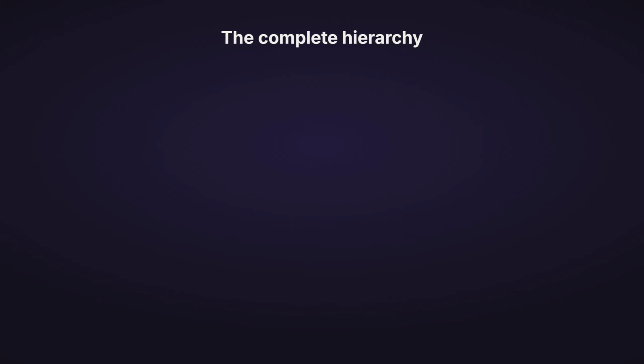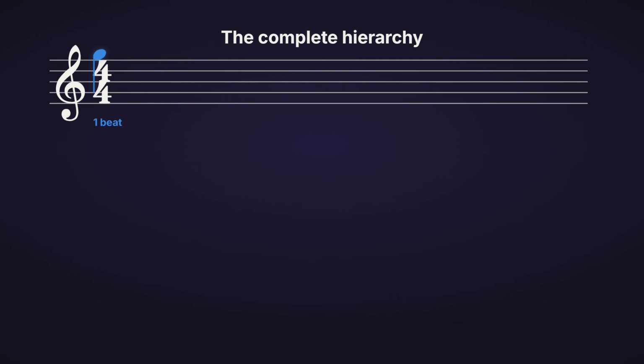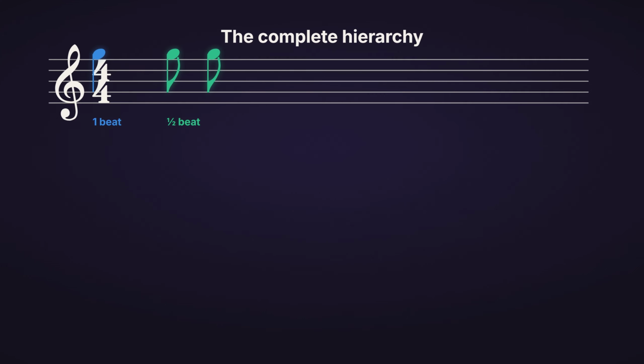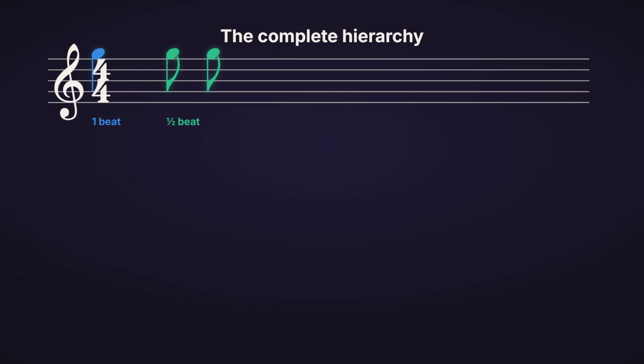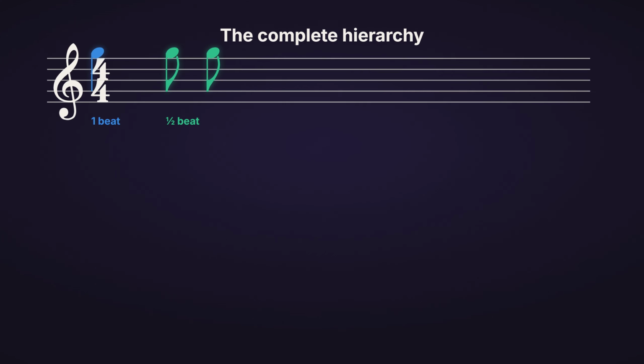1 flag or 2, beamed or separate, the rhythm is printed on the page in plain sight. An eighth note takes half a beat, 2 of them equal a quarter note. A 16th note takes a quarter of a beat, 4 of them equal a quarter note. Beam them together and the groups show you where the beats fall at a glance.